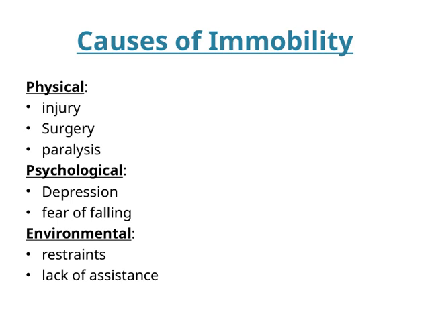Finally, environmental factors also play a big role. For example, the use of restraints or a lack of assistance can create barriers to mobility. Recognizing these causes is crucial because addressing them can greatly improve a patient's quality of life and help prevent further complications. Remember, immobility isn't just a physical problem. It's often a complex interplay of physical, psychological, and environmental factors.